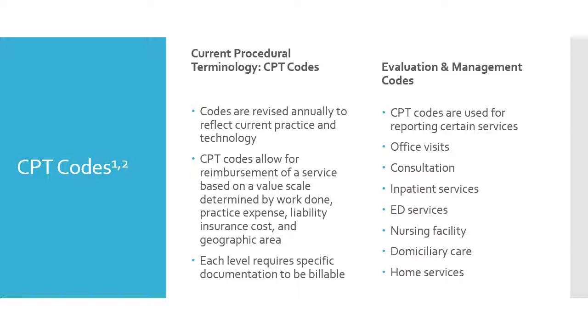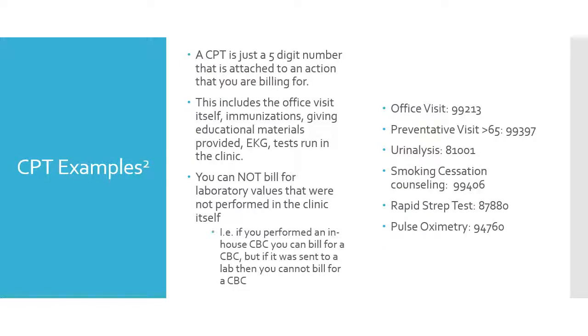CPT codes, or current procedural terminology codes, are revised annually to reflect the most current practice. These CPT codes allow providers to bill for services performed in the clinic. A CPT code is just a 5-digit number attached to an action. These actions include the office visit, pulse oximetry, rapid flu test, EKGs, etc. Something to remember is that you cannot bill for something not performed in your office.